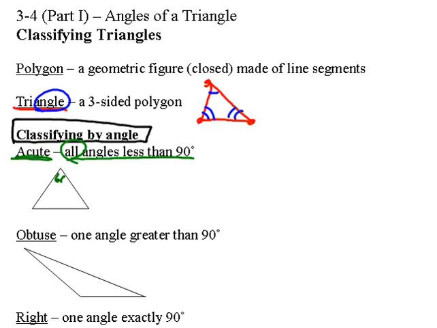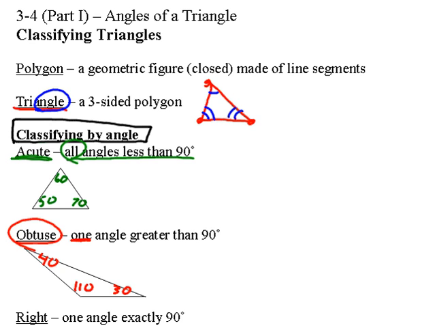So if these angles are 60, 50, and 70, it is an acute triangle because all of those are less than 90. An obtuse triangle has just one angle greater than 90 degrees. Say this one's 110 degrees, and these were, say, 30 and 40. That would be an obtuse triangle.